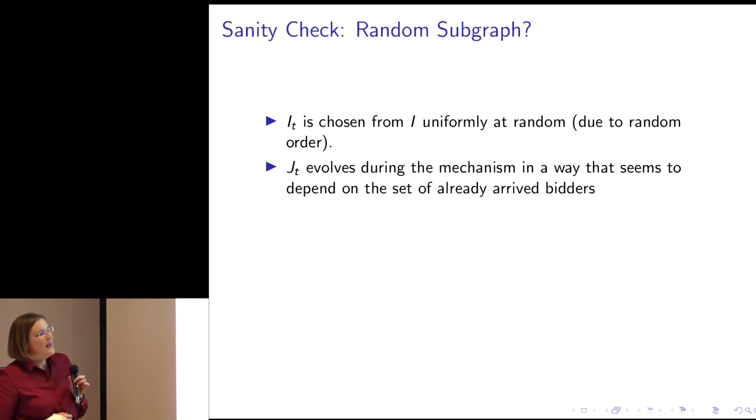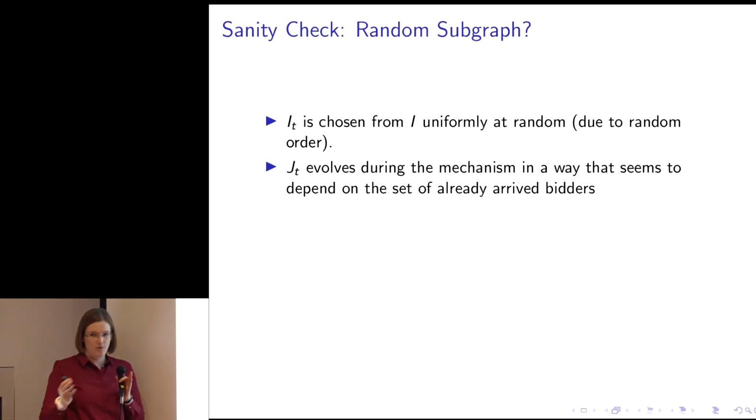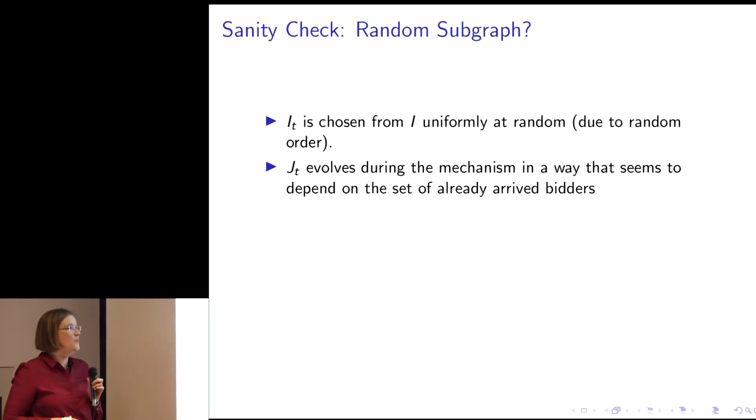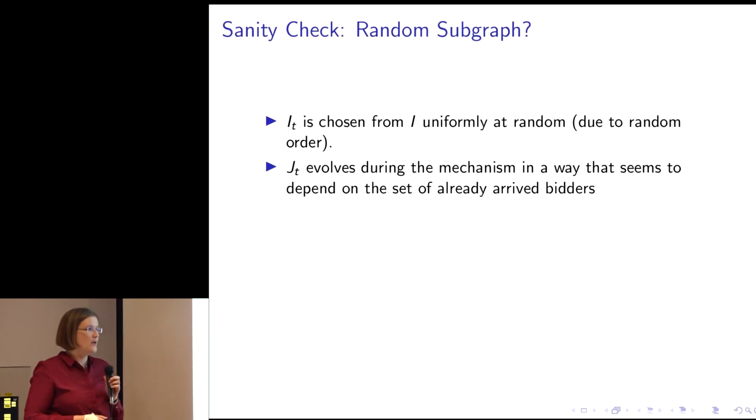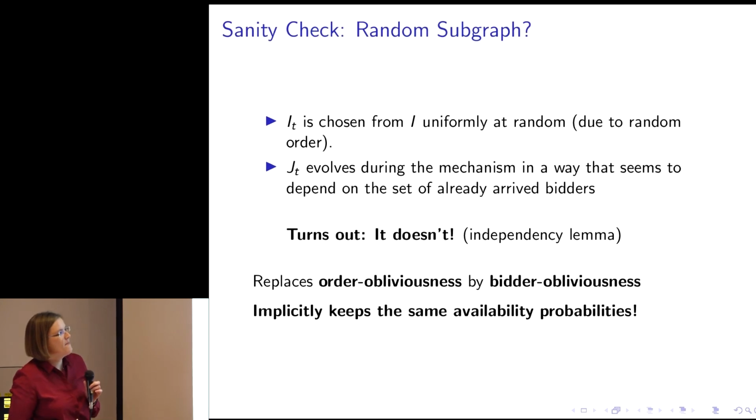And as we mentioned earlier, it is nice to have a random subgraph, because that will hold a reasonable portion of the optimal value. But here we have something else. So we have the left side, the arrived bidders, clearly randomly chosen by the arrival order. However, the right side, what is still available, looks like it might depend on the set of the bidders that we have, right? And the only key observation is really it doesn't.